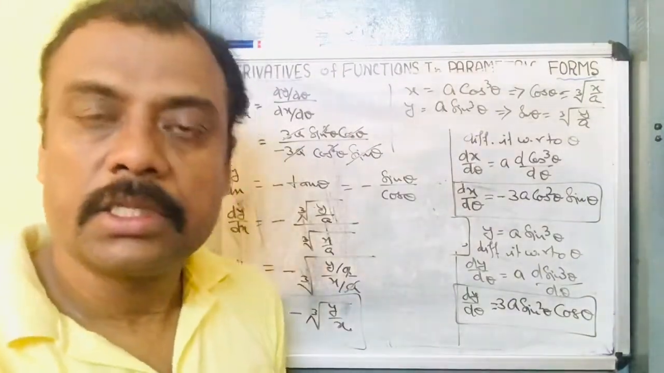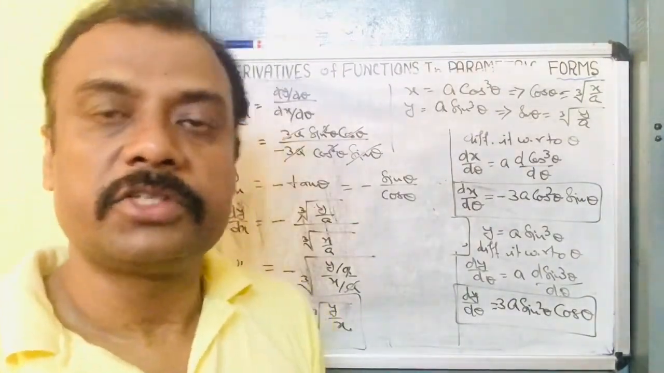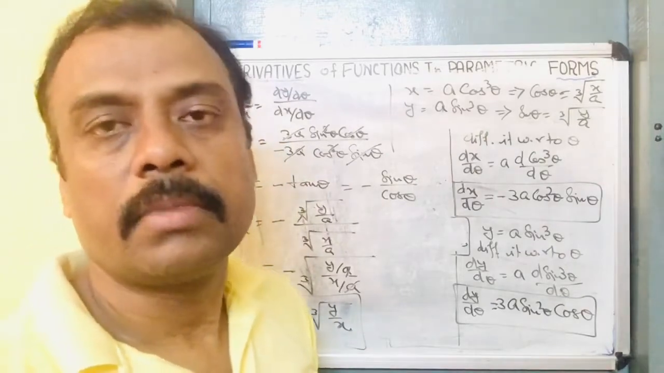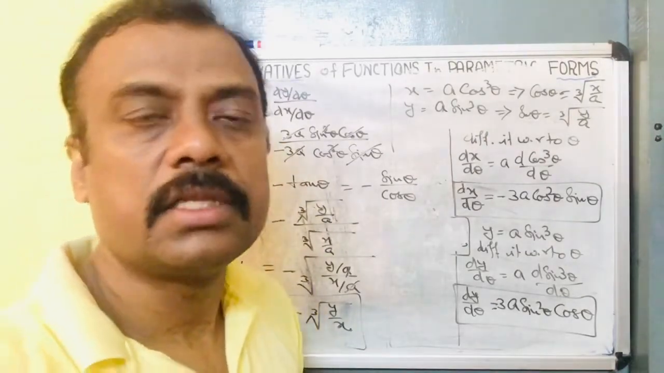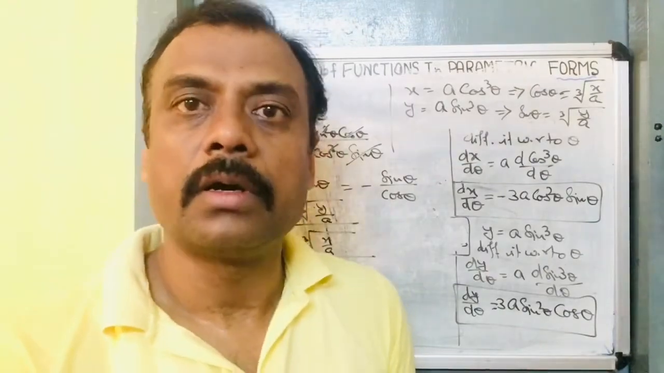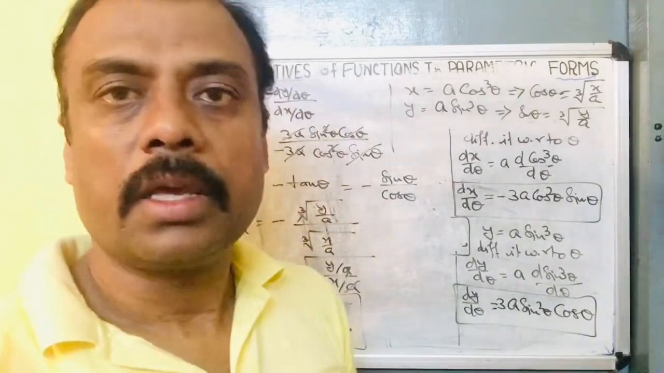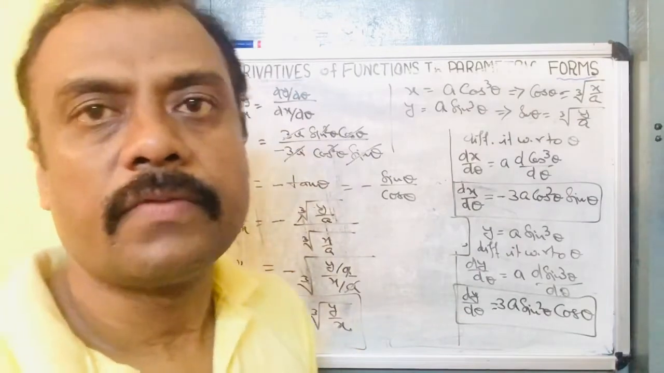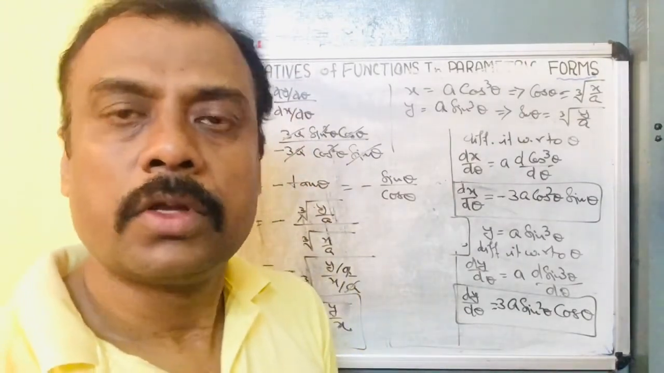If you try it in the way of the implicit function, you will find it a little bit more tedious than this method. So we can use the method of parametric form even when the function is not given in a parametric form. So thanks.